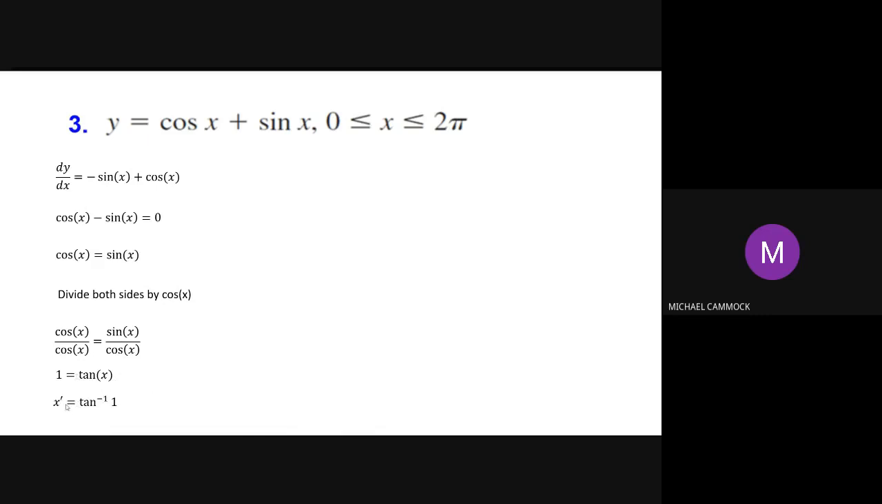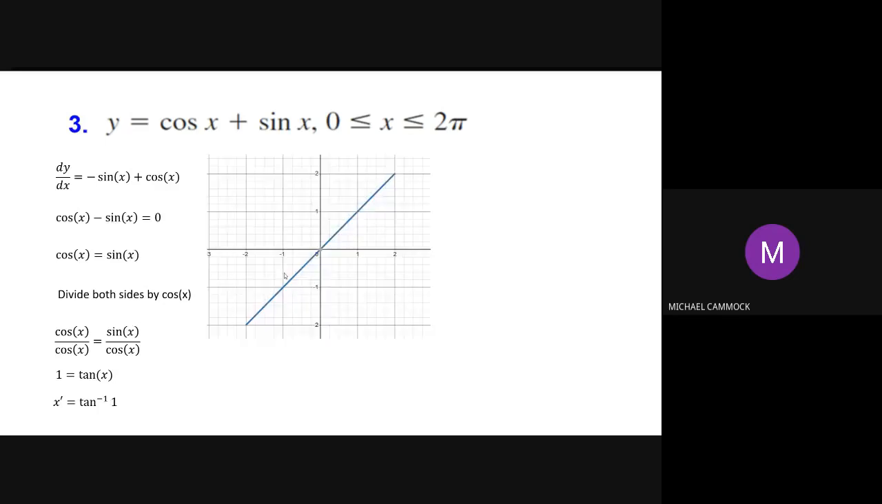So x, or x prime, I like to call it x prime, is equal to tan to the minus 1 of 1. So again, that's a special angle. Where is tan 1? Tan is 1 when you have pi over 4. And this was a positive 1, so I'm going to look for answers in quadrant 1 and quadrant 3. I need to be pi over 4 away from the x-axis here. I need to be pi over 4 from the x-axis in the third quadrant.